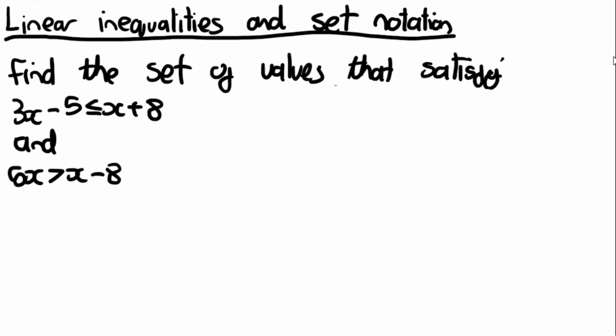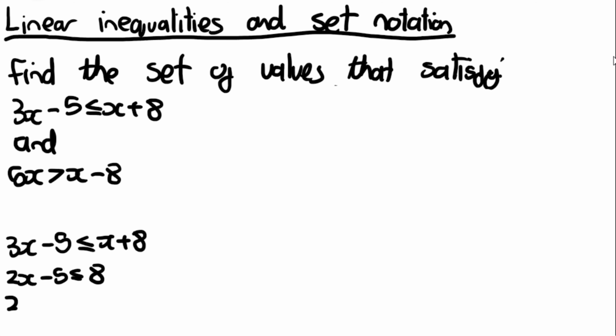So the first step is just to solve both of the inequalities individually. For the first inequality, 3x minus 5 is less than or equal to x plus 8. If you move the x onto the other side, you get 2x minus 5 is less than or equal to 8. If you move the minus 5 onto the other side, you get 2x is less than or equal to 13. And if you divide everything by 2, you get that x is less than or equal to 13 over 2. And that is the solution for the first inequality.